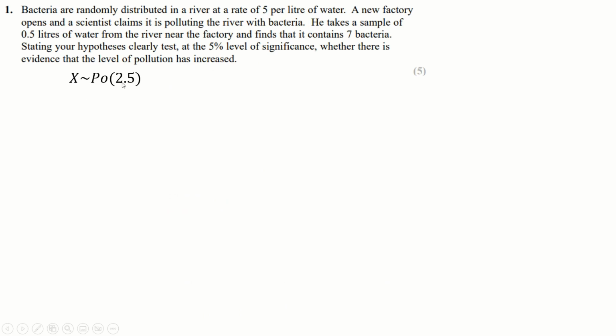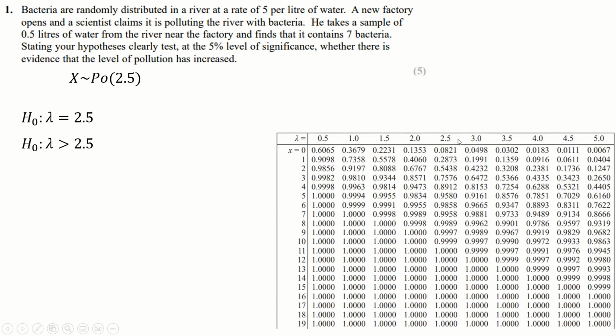The null hypothesis will just be that lambda is 2.5, and the alternative hypothesis, we're testing whether it's greater, so greater than 2.5. If we get out the Poisson table and look for 2.5, we're looking for a value that's bigger than 0.95, aren't we? So the first one we see is this one here. So the probability of X being less than or equal to 5 is this, which means the probability of X being greater than or equal to 6 is 1 minus this, which is that.